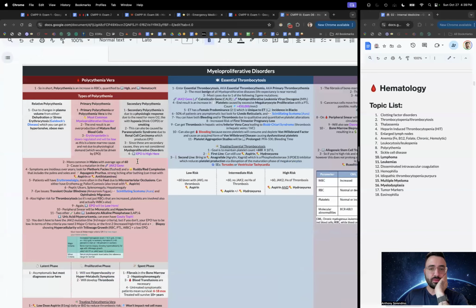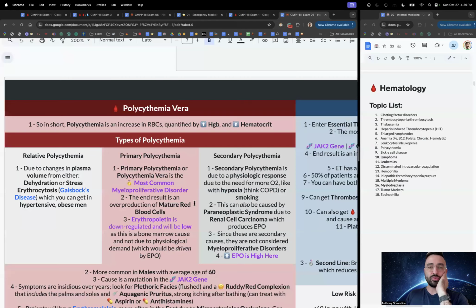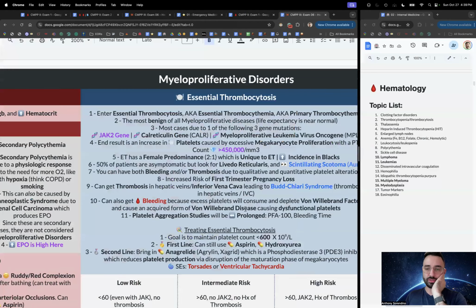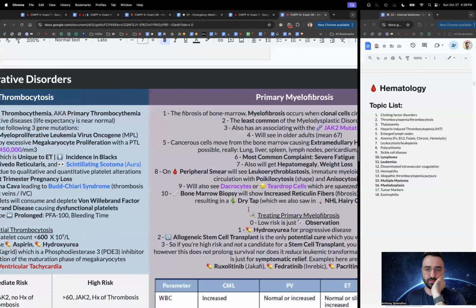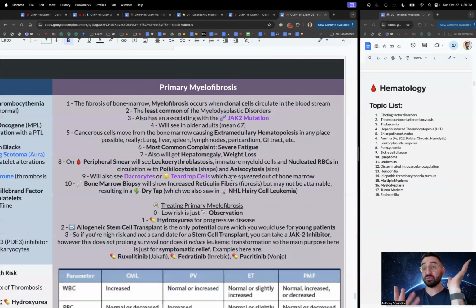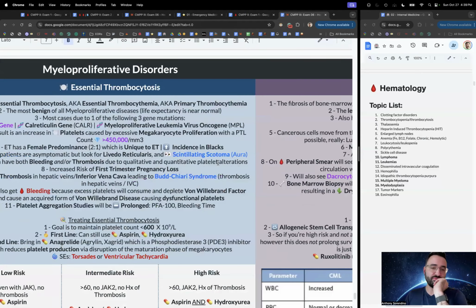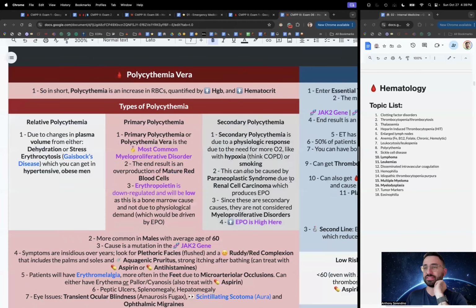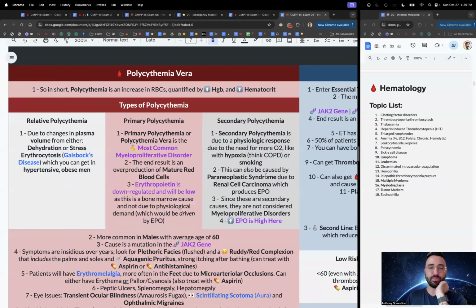All right, polycythemia vera. So this is going to be all your JAK2 stuff. So essential thrombocytosis. And then do you get this with this too? Yeah, primary myelofibrosis. Totally forgot that was a thing. Took this exam just a couple months ago.